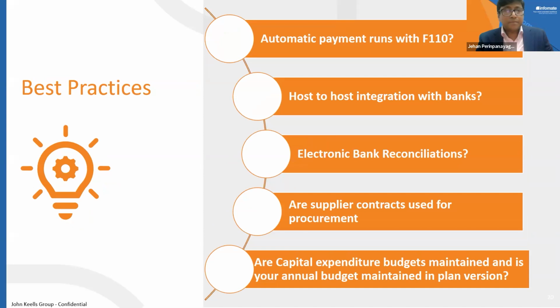Now we come to some of the best practices, and SAP has a lot of them. Beautiful system. For payment runs, you've got F110, which can collate all of the payment runs, with a lot of intelligence inbuilt there. Then you have host-to-host integration with the banks so that your payments are seamless. Electronic bank reconciliations: in our organization, it's been hard work, but 96% of our recs are now electronic. Text files are directly imported into SAP. The clearing happens automatically. Are supply contracts used for your procurement?